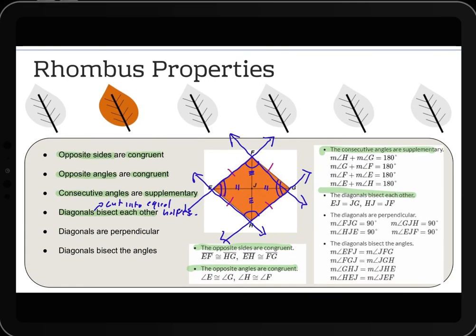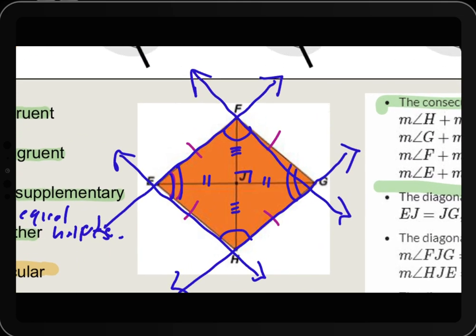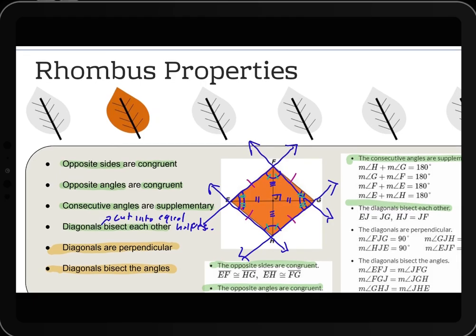Now, what's unique to the rhombus particularly is that the diagonals are going to be perpendicular to each other. So that means they form 90-degree angles. Also, the diagonals are going to bisect the angles. So the opposite angles, if you notice, they're going to be bisected. What does that mean? Well, it means that this angle is going to be congruent to that angle, this one to that angle, and then this angle to that angle, and this angle to that angle. That's what that means. So that's true for a rhombus as well.